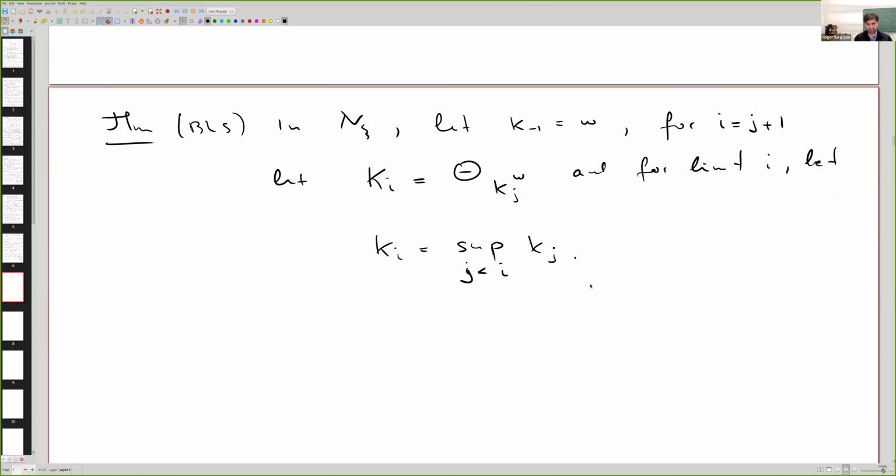Right, so this is the theta sequence. You start with omega to the omega, then I guess this is kappa minus 1, then we get kappa 0, which we usually call theta. Then we get kappa 1, which is theta of kappa 0 to the omega, and so on.